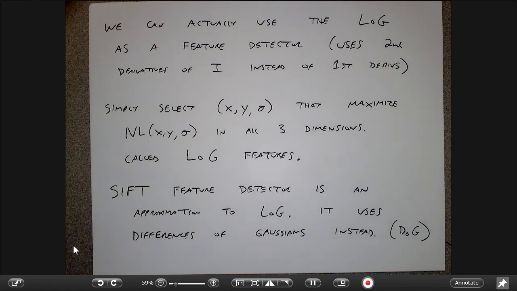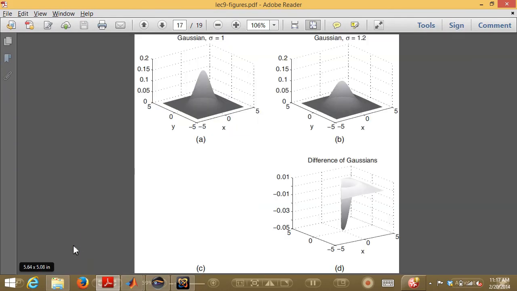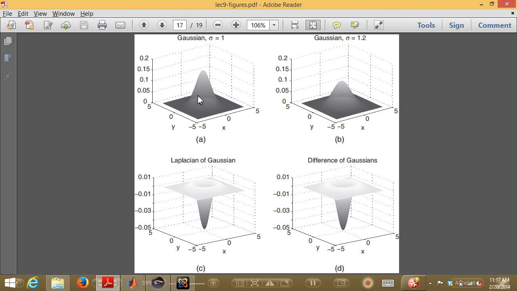So why does that work? I guess it's easiest just to show you a picture. Here, this upper left-hand picture is a Gaussian, and the lower left-hand is the Laplacian of the Gaussian, the double derivative of the Gaussian. If I look at the shape of this function here, I can get a very similar shape by taking a Gaussian, taking a slightly wider Gaussian, and looking at the difference between those two things. It turns out that the difference of those two Gaussians looks a lot like the Laplacian.